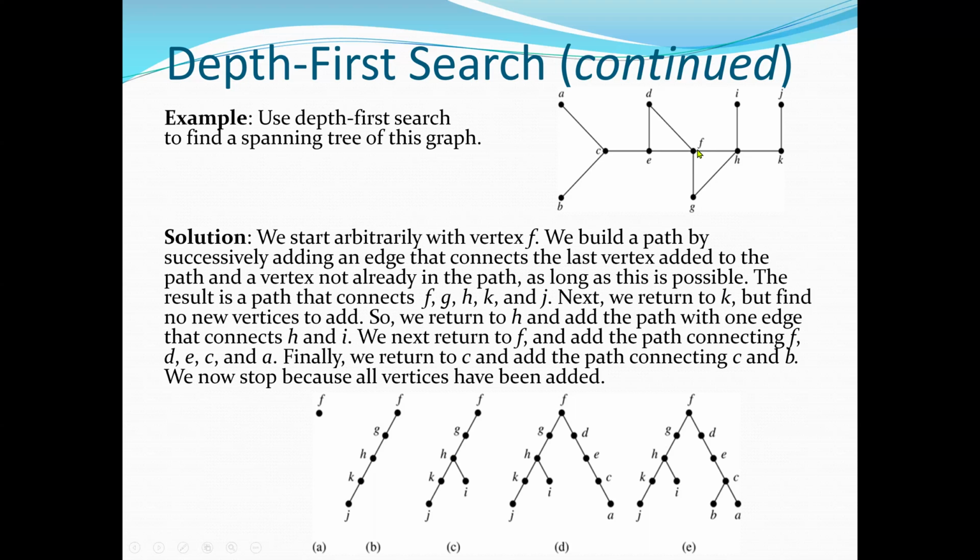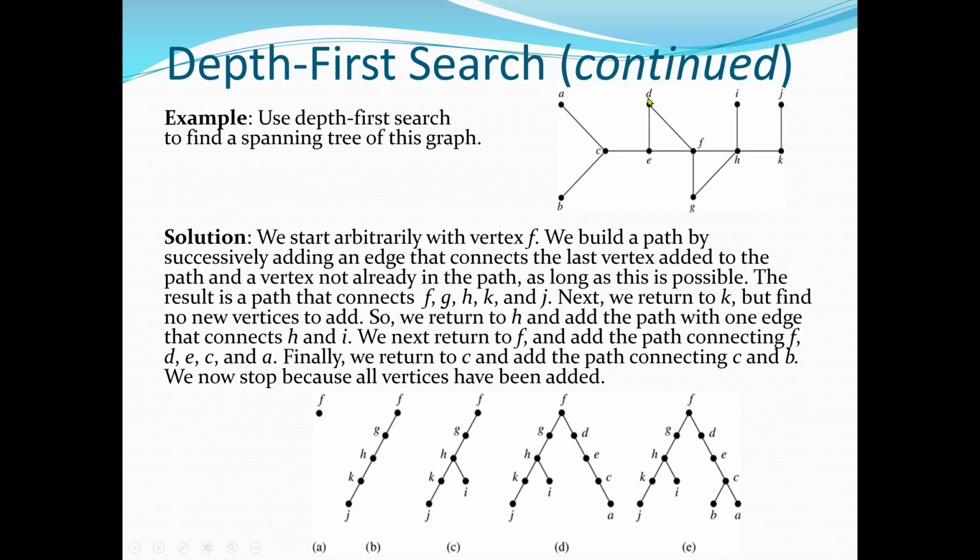And when we reach F, we have a new path, F to D, because from F we already went through G. So we started with G, H, K, I, K, J, then came back to K. There's no new vertex. We came to H. There's a new vertex I. We went there. We can't go any more. So we come back to H. There's no more new vertex when we are at H. So we go through F. At F, we have a new vertex. We didn't go through D.